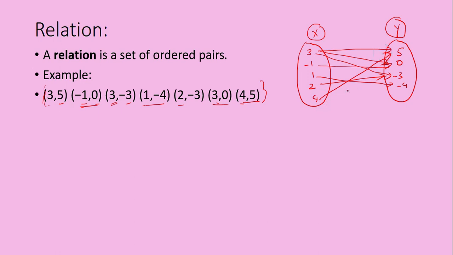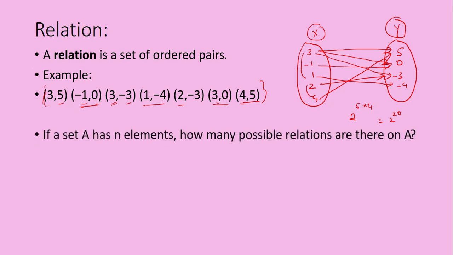And that's not the end. We can create 2 to the power of 5 into 4, that is 2 to the power 20, possible relations within these two sets. Okay, let's see this rule.